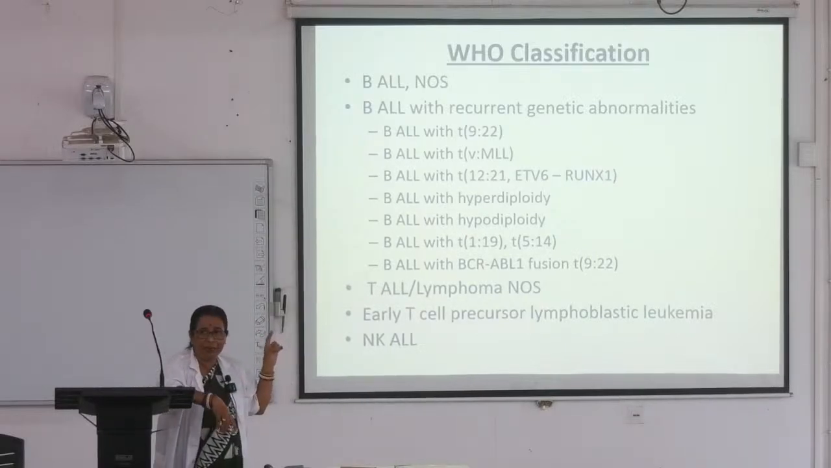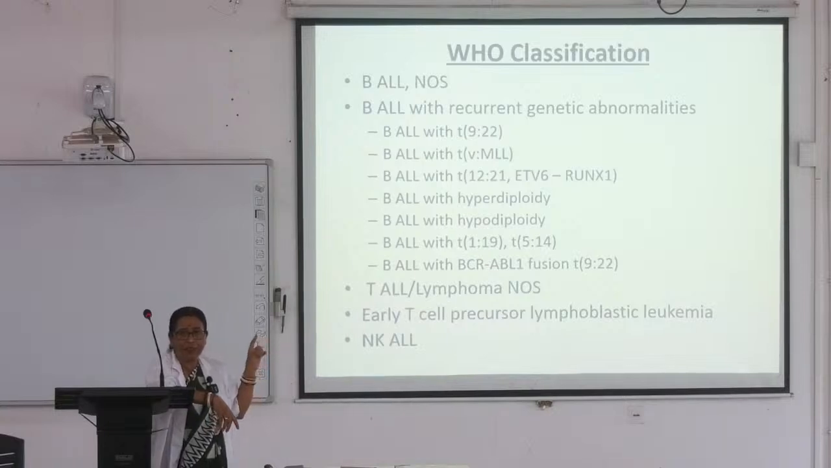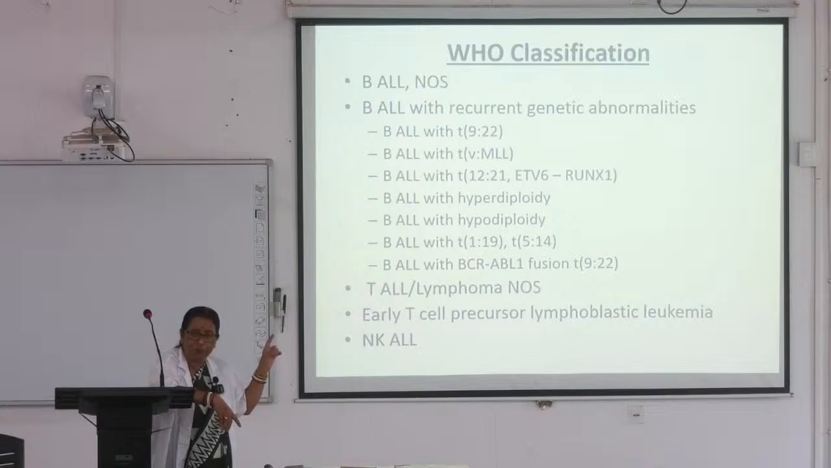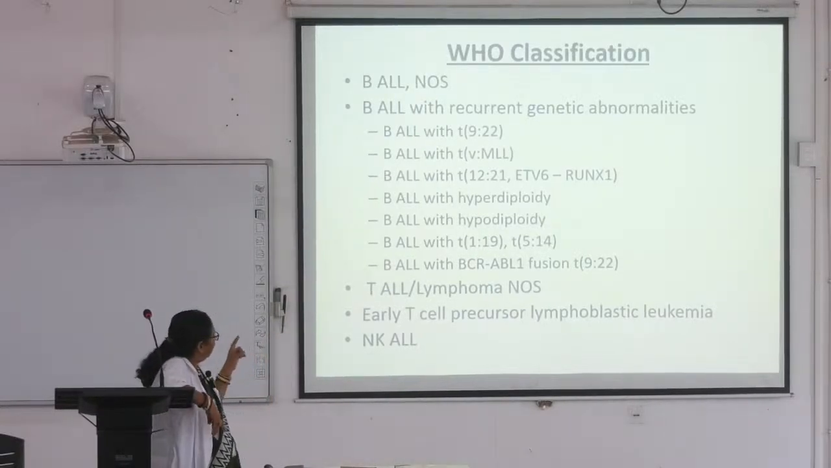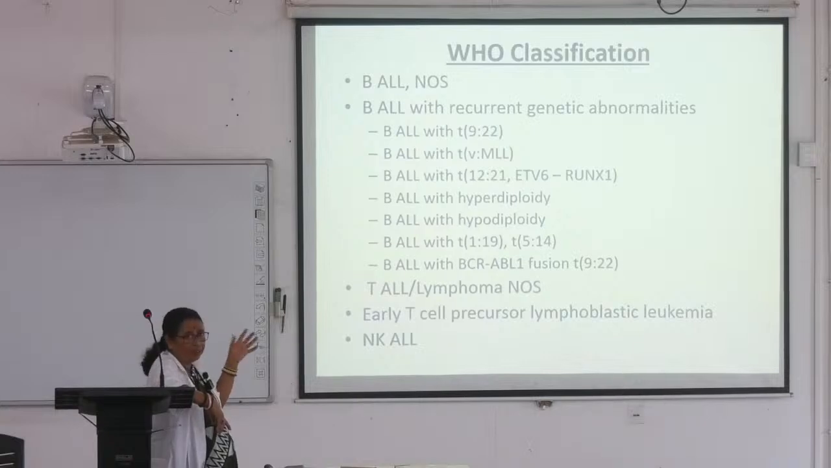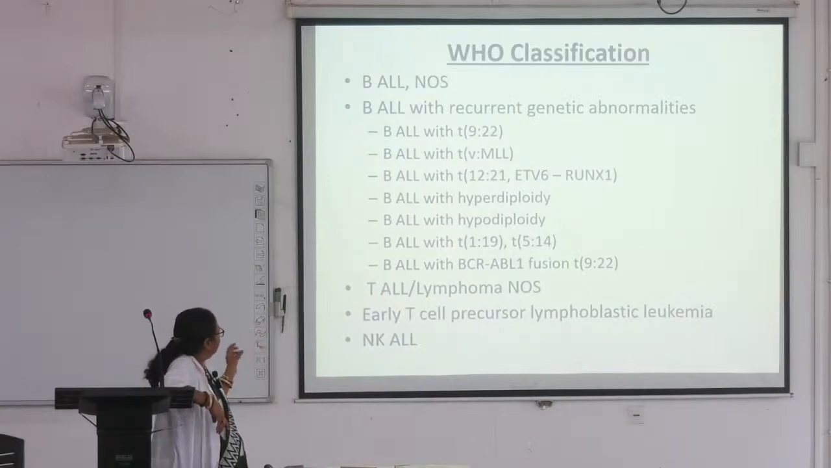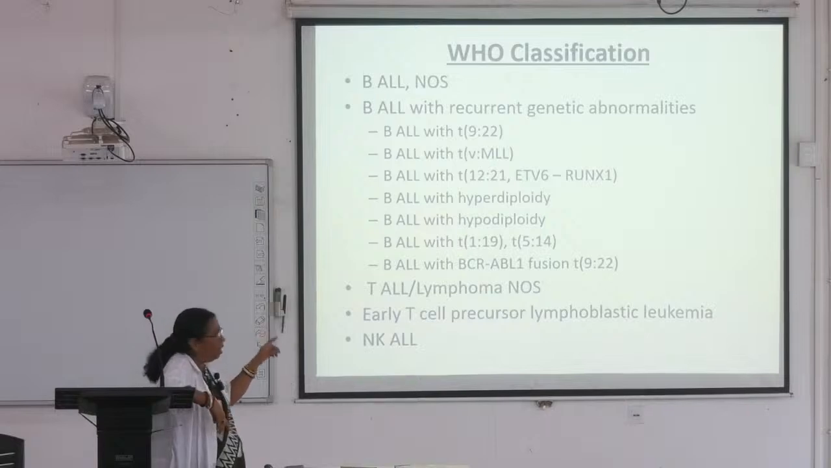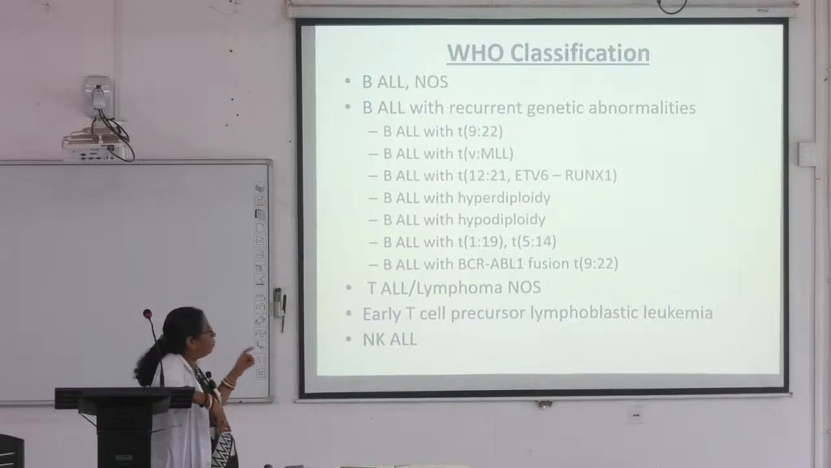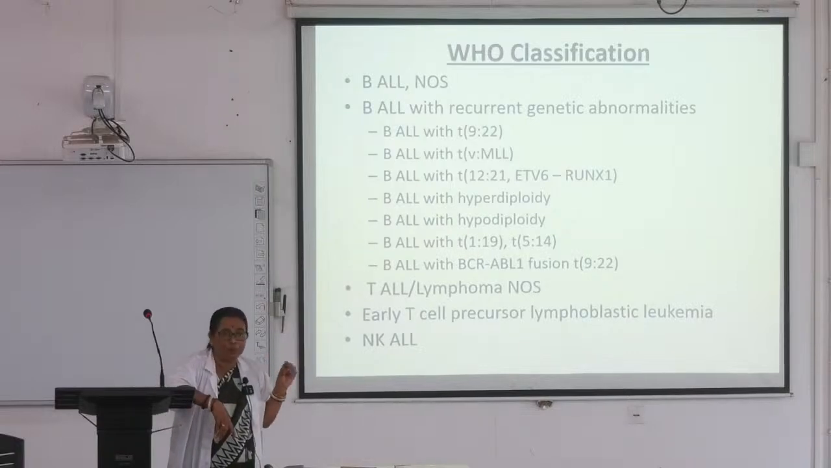T(9;22), মানে ট্রান্সলোকেশন, রেসিপ্রোকাল ট্রান্সলোকেশন between 9 and 22, Philadelphia chromosome. If Philadelphia chromosome present in ALL, it is for bad prognosis. Then ALL with translocation variable, MLL. B-ALL with translocation 12;21, ETV6-RUNX1. B-ALL with hyperdiploidy, B-ALL with hypodiploidy.